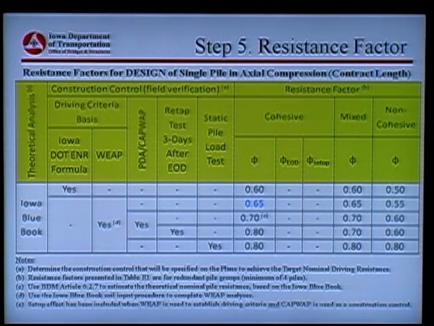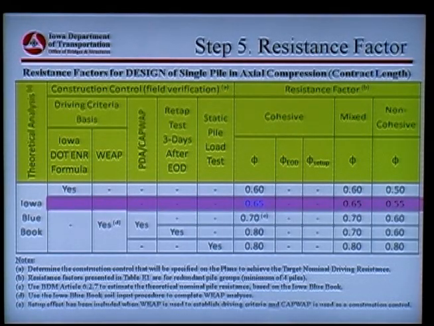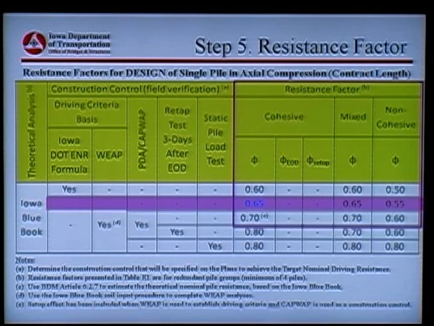So now, what resistance factors should I use from this table for design? We say that we're going to use WIP as a construction control. We plan to retap at 3 days. But for the design, there's no specific number that requires whether you require retap or no retap, but the same resistance factors will be used depending on the soil type. So WIP as construction control, following along this row, these are the resistance factors.